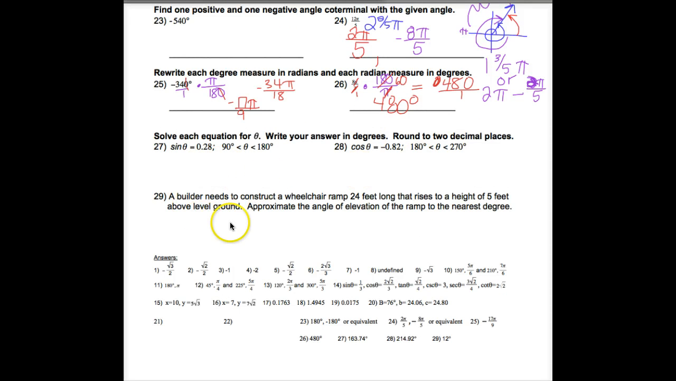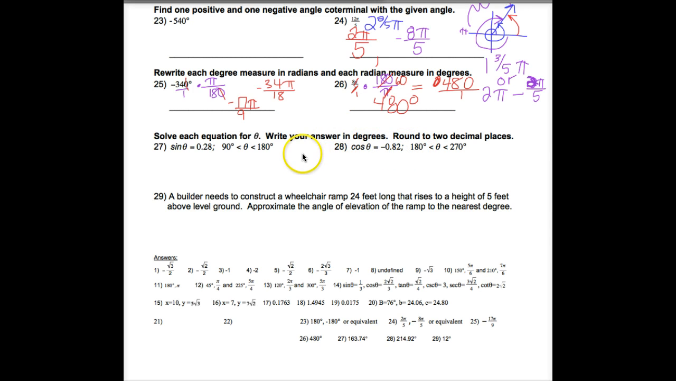27 and 28, this is the one where I did the extra problem on the board, just because people tend to have a few issues with this one. So first, let's look at 28. It tells us that the cosine of theta is negative 0.82.